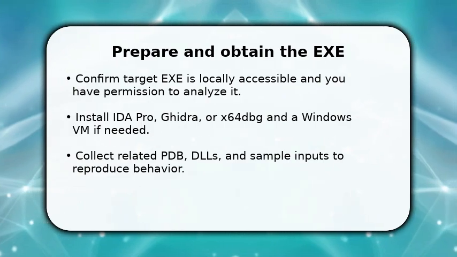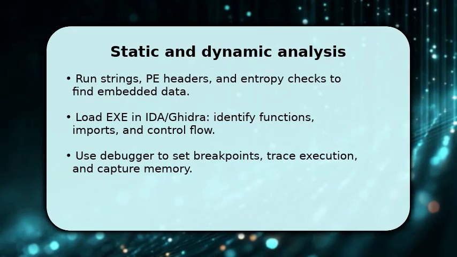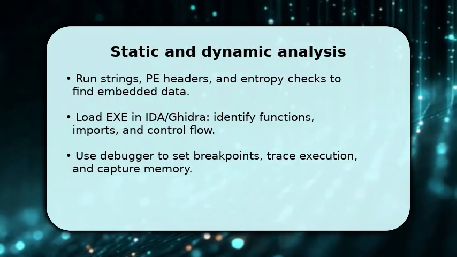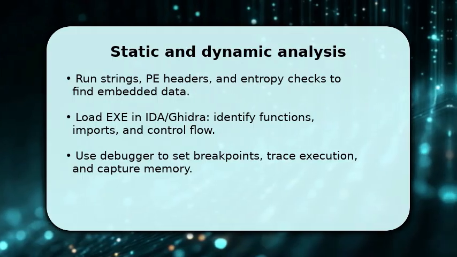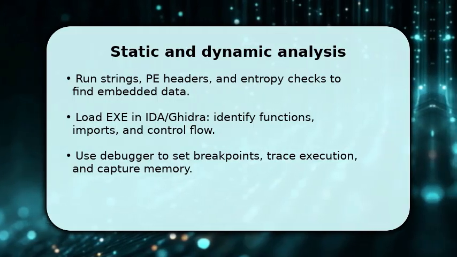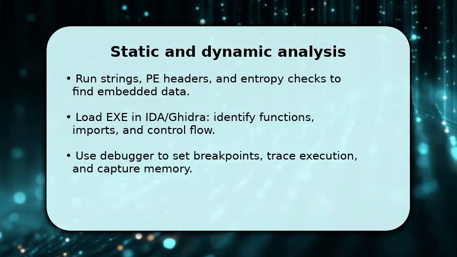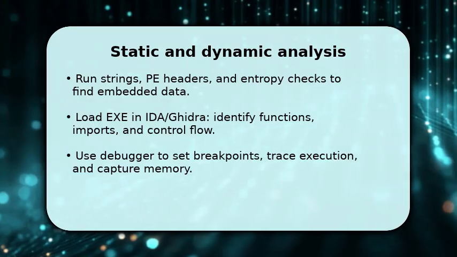Once the tools are ready, begin static analysis. Run strings and inspect PE headers to find imports, resources, and suspicious sections. Load the binary into IDA or Ghidra to create a function map and rename obvious routines. This reveals logic and data references.